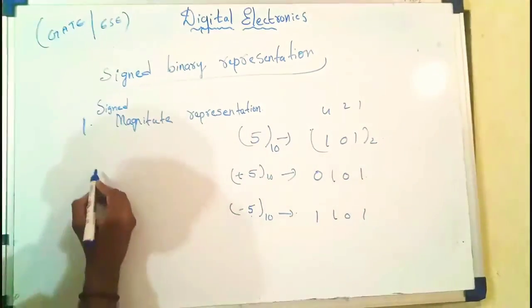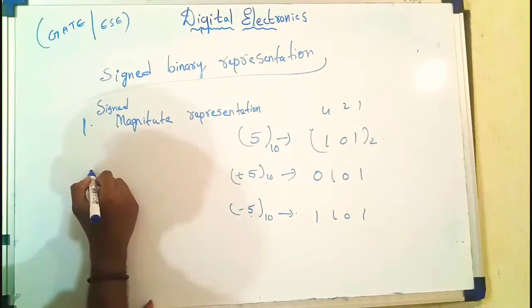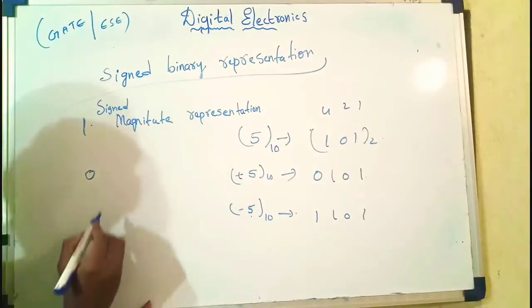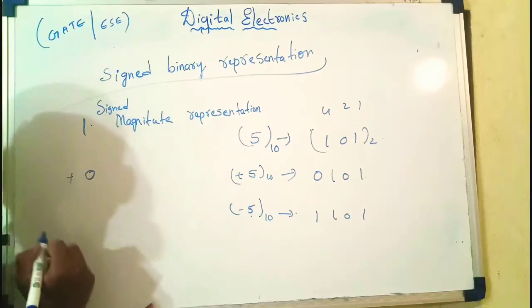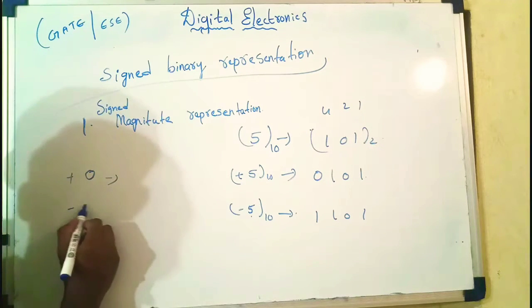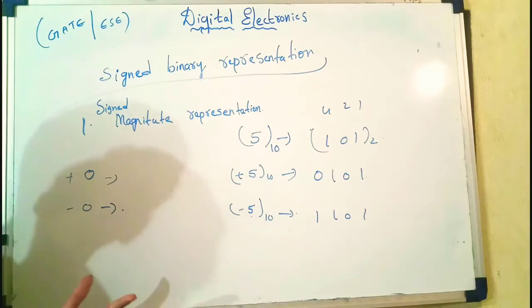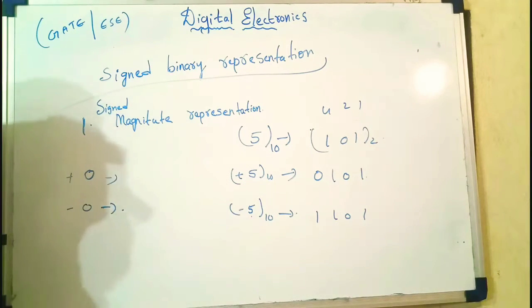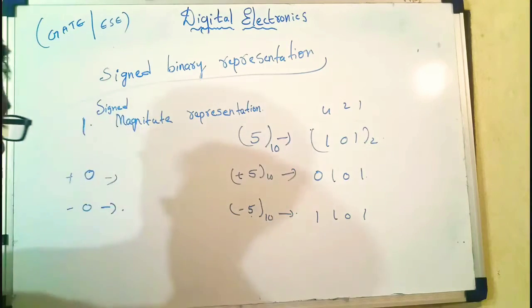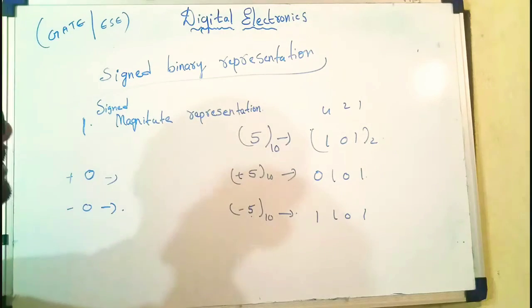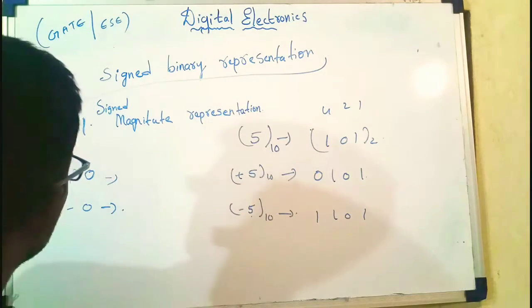And we will see for 0. Here in 0, we can take two types. If we take the plus 0, we will get one value. For minus 0, we will get another value. But we know that 0 is neither positive number nor negative number. So this is the drawback in signed magnitude representation. We will overcome it in next representations.